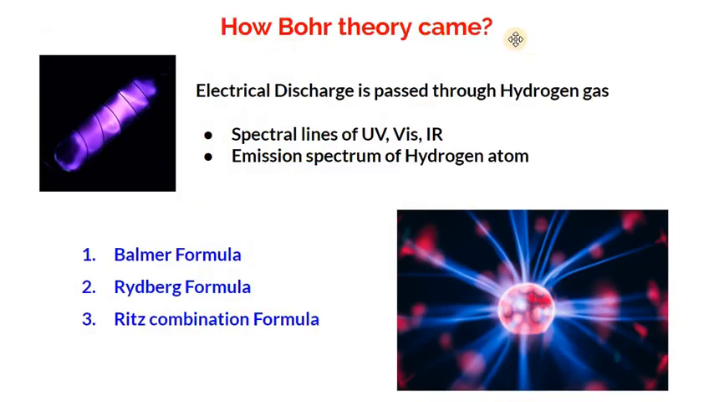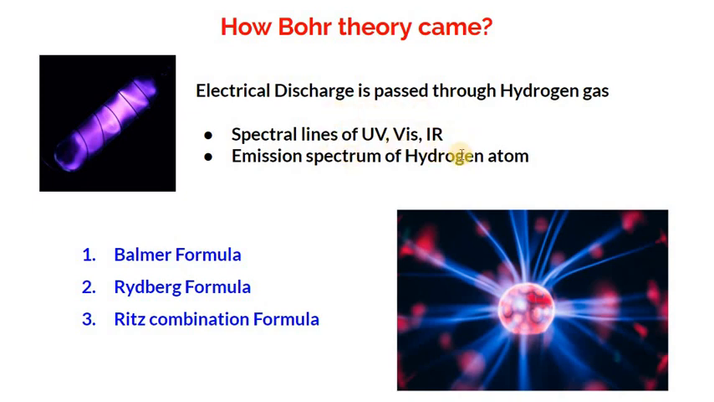So first, how Bohr theory came. There was an experiment with an electrical discharge tube, and in that tube, low pressure hydrogen gas was present. We passed an electrical discharge through that tube. When we did that, the scientific community got spectral lines in the ultraviolet, visible and infrared regions.